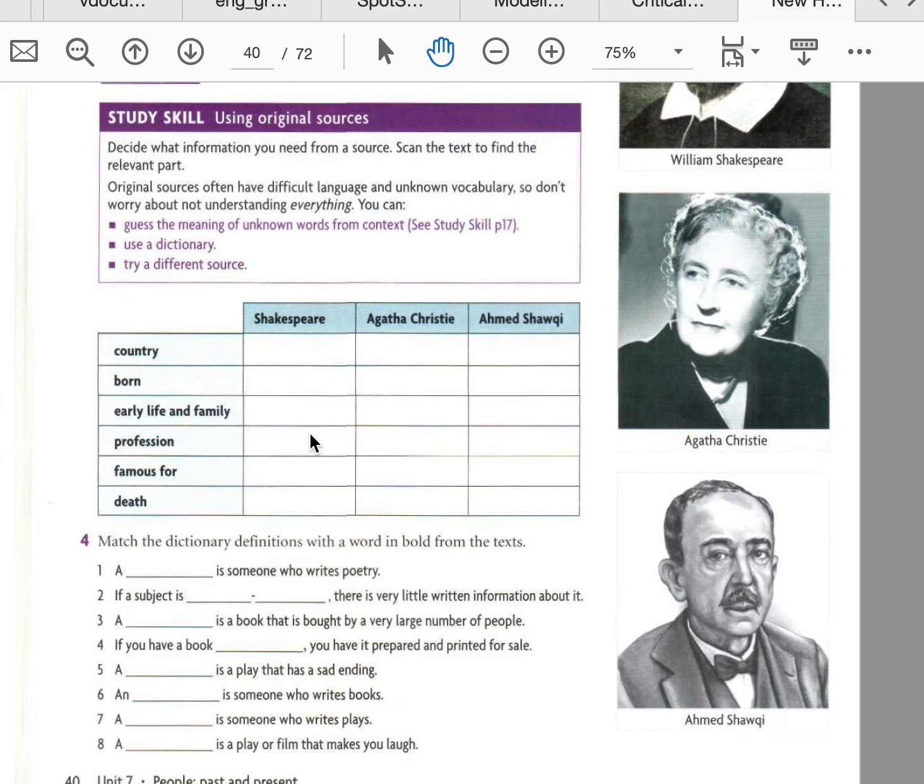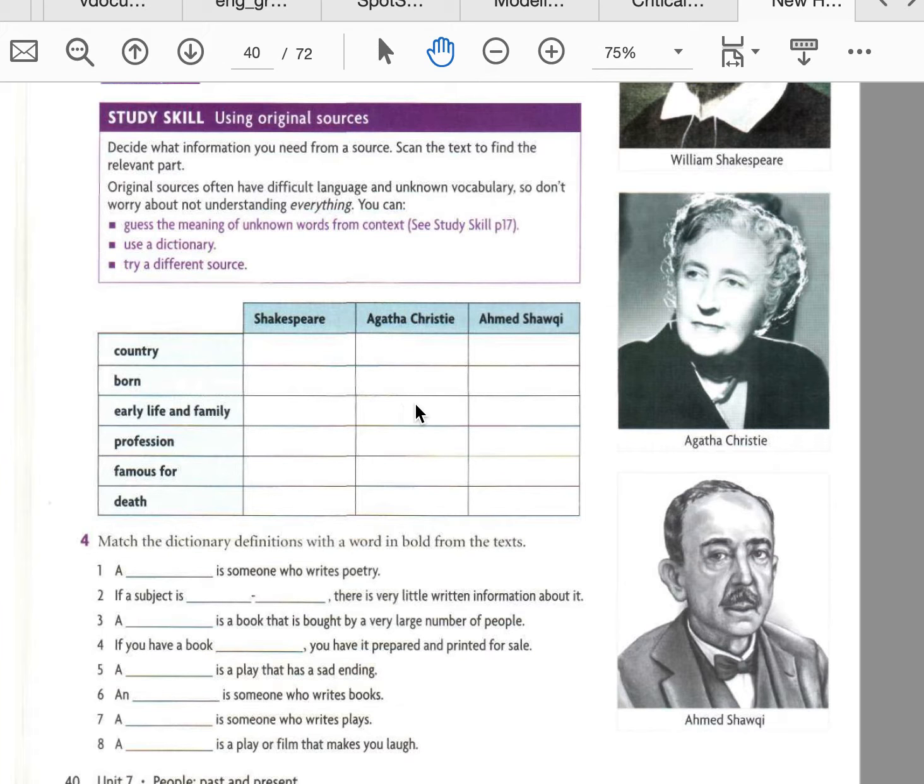dramatist, actor. And what he is famous for: plays of two kinds, tragedies and comedies. Death: 1616. Now we have Agatha Christie. Country: England, born in 1890 in Torquay.